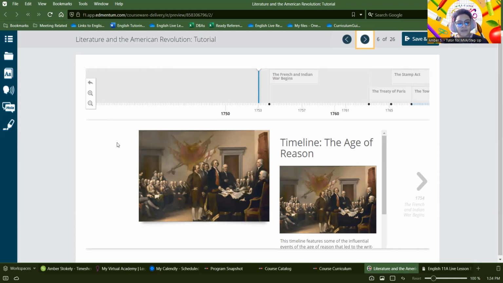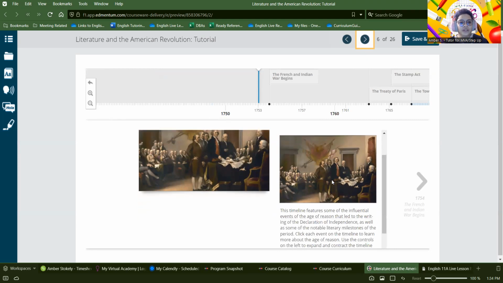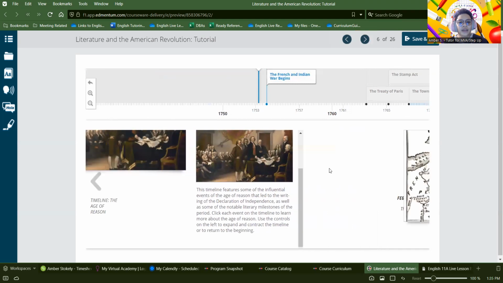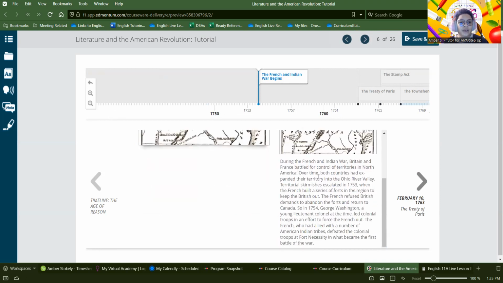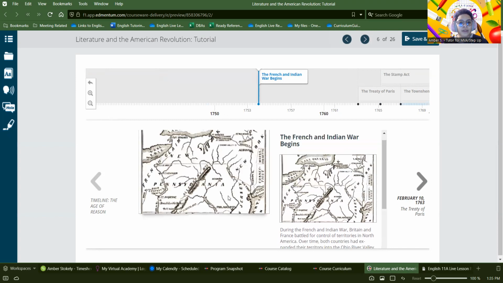Slide 6, the timeline for the Age of Reason. It starts here in 1754. Remember, dates are important. So they talk about the French and Indian War starting. The important thing to note about the French and Indian War is that it is not about the French and the Native Americans fighting each other. No, it's called the French and Indian War because the French and the Native Americans fought together.